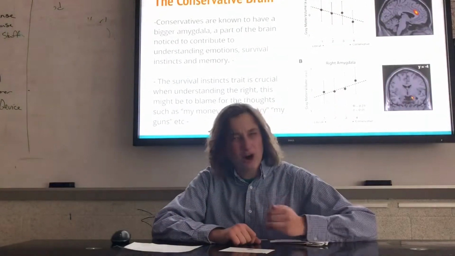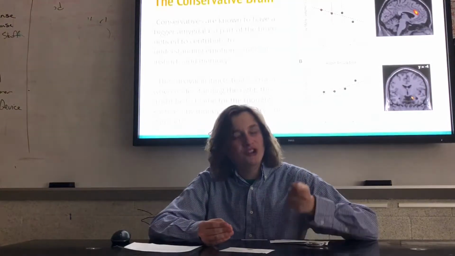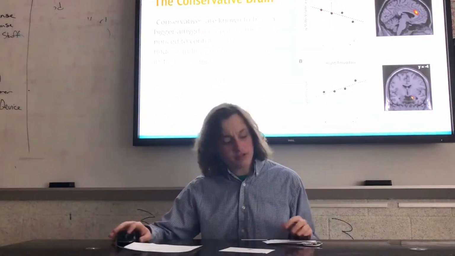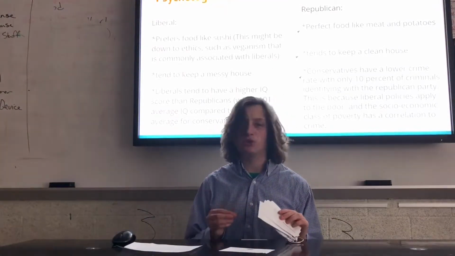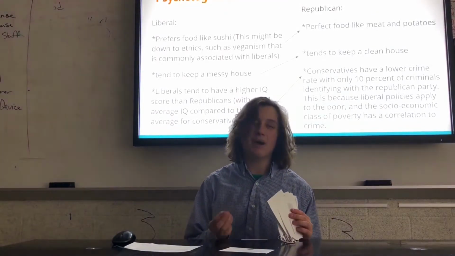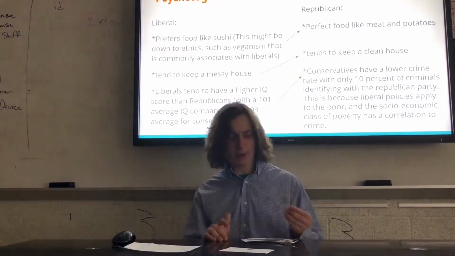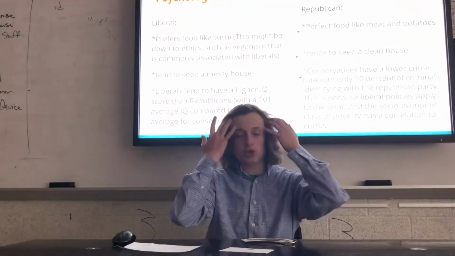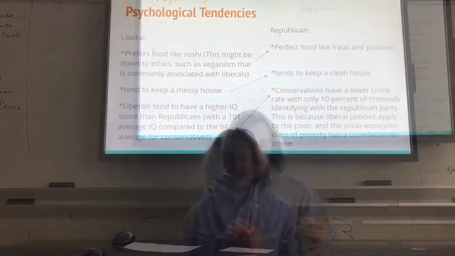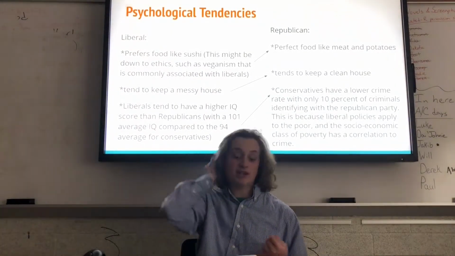So now that we've talked about how liberals' brains may differ from conservative brains, let's talk about how their actions are different through the means of psychological tendencies. As we move on, liberals tend to enjoy food like sushi, although this might be because of ethics commonly associated with liberals such as veganism, while Republicans tend to enjoy food like meat and potatoes. Just a quick fact for you there. In addition to this, liberals tend to keep a messy house while conservatives tend to keep a clean house.